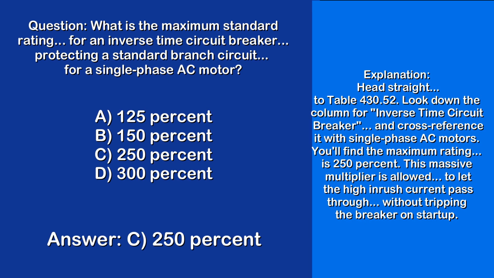250%. To find this, look at Table 430.52. Under the column for inverse time circuit breaker and cross-reference with single-phase AC motors, the maximum rating is 250%. This large multiplier is permitted to allow the high inrush starting current to pass without tripping the breaker.